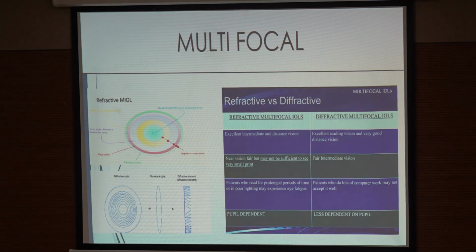Diffractive has an anterior refractive surface and a posterior diffractive surface, is less dependent upon the pupil, but gives a fair intermediate vision.